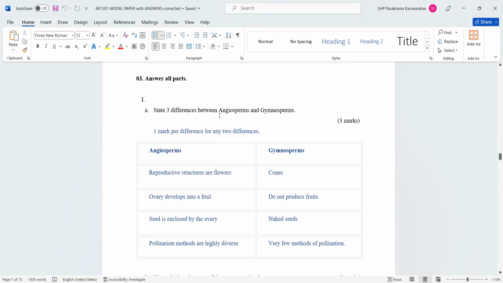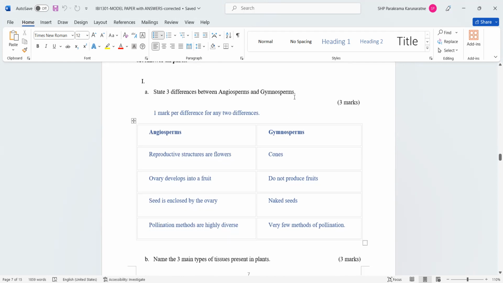State 3 differences between angiosperm and gymnosperm. Angiosperm, gymnosperm. Angiosperm, I said the seeds.